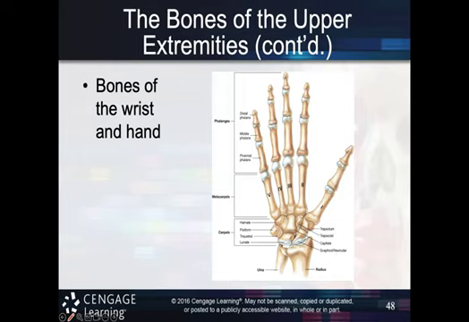Pull up, there we go. Okay. So again, you've got the carpals, the bones of the wrist, the metacarpals, the bones of the palm of the hand, and the phalanges, the bones of the fingers. Notice that the joint that forms between the carpals and the radius and the ulna is actually a condyloid joint, which means that it can move in 2 planes, right?